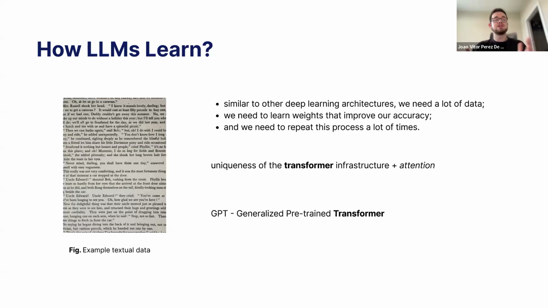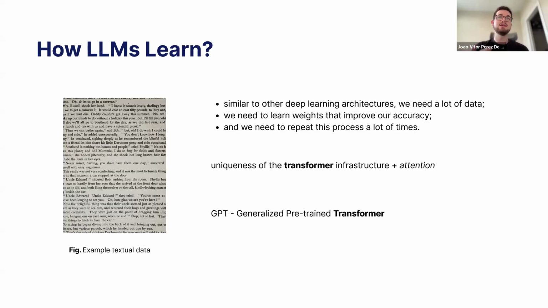But then how do the large language models learn? How can they actually understand a book? How can they understand a social media post? How can they understand a question? As I was saying, it's similar to a deep learning architecture. We need a lot of data. We need to learn weights that are going to improve our accuracy. And we need to repeat this process a lot of times.